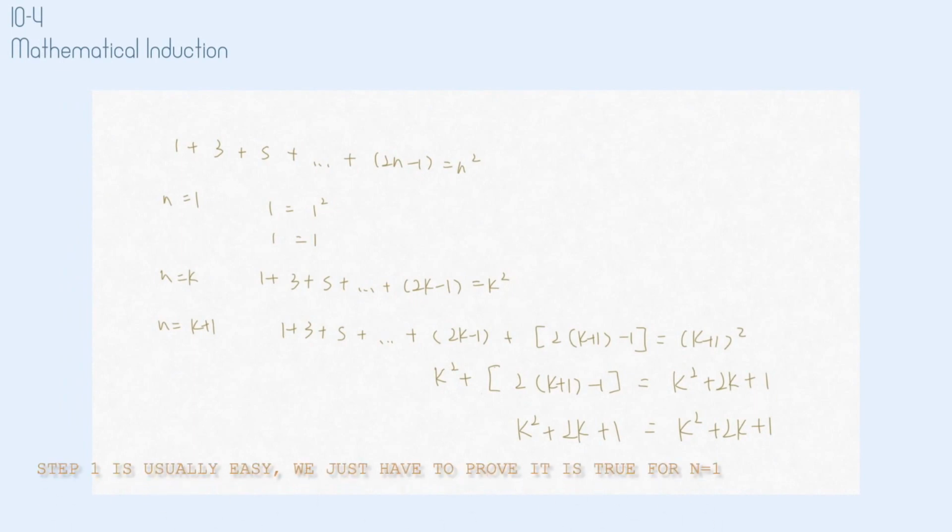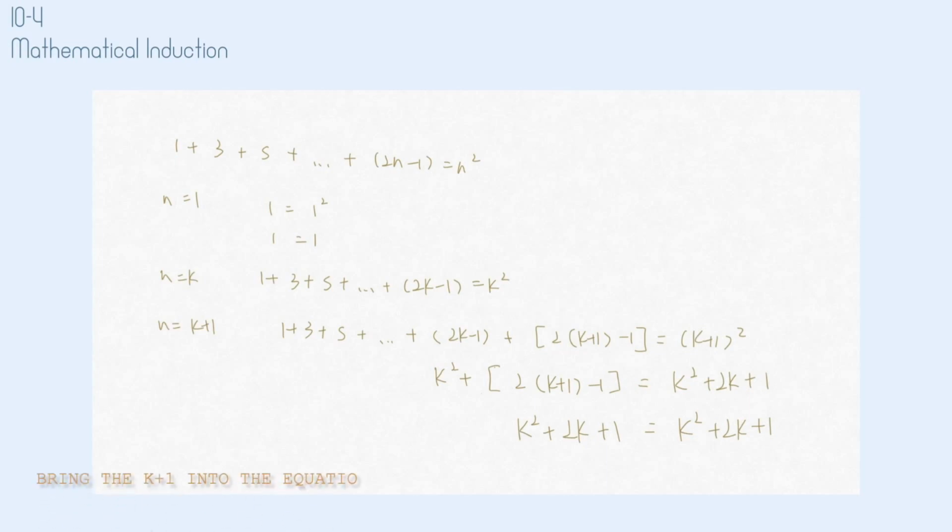Step 1 is usually easy. We use n equal to 1 to prove it is true. Then step 2, assume it is true for n equal to k, so bring k into the equation. Step 3, bring k plus 1 into the equation, and we find a portion that is the same as step 2. So we substitute, then expand and simplify. At last, we know both sides are equal, which means this equation is true.